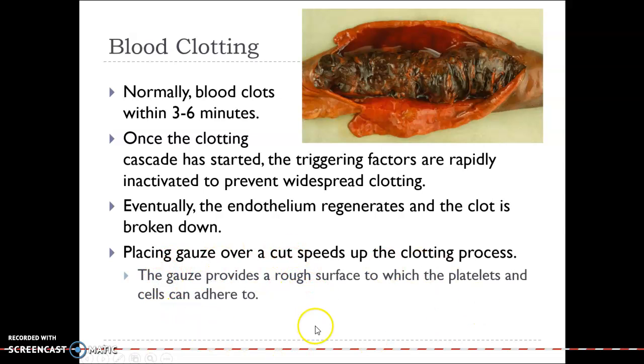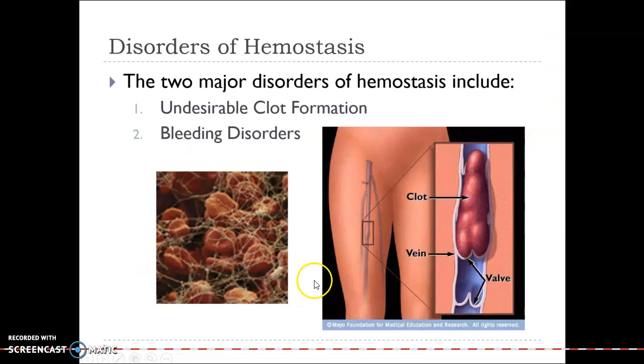Gauze is really good because it's already got this kind of lattice or mesh type material to it, which is similar to a clot that you make, and so it creates this area for platelets to grab hold of, and that's why putting gauze on an open cut is a good practice.